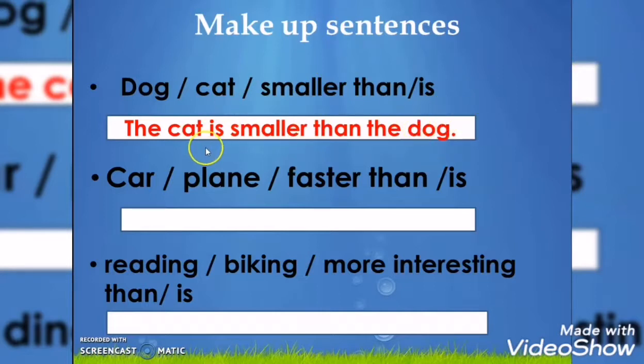So when we are comparing between the two animals, we use smaller than, er, and then we add for the adjective word small, er, and then.